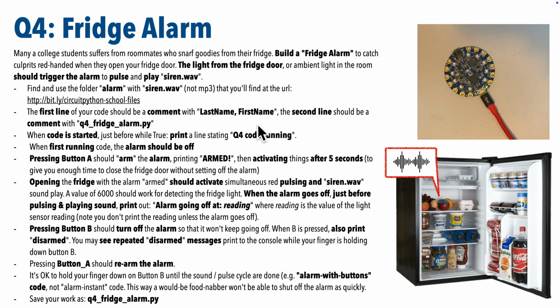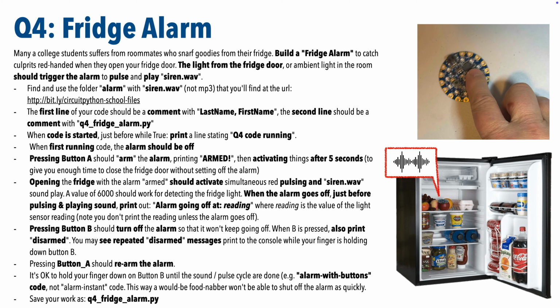You might see repeated disarmed messages print to the console while your finger is holding down button B. That is totally fine and expected. Pressing button A should rearm the alarm. It's okay to hold your finger down on B until the sound pulse cycle is done. Save your work as Q4-Fridge-Alarm.py. And here's an example of how things should work.